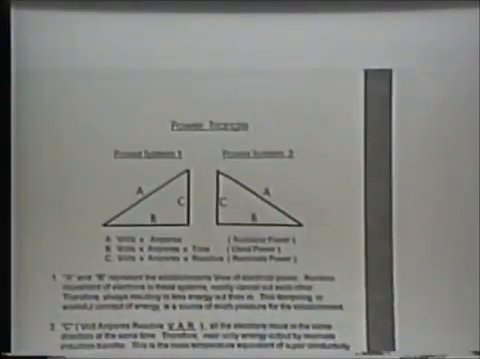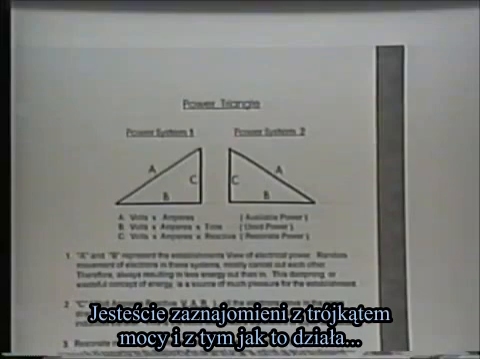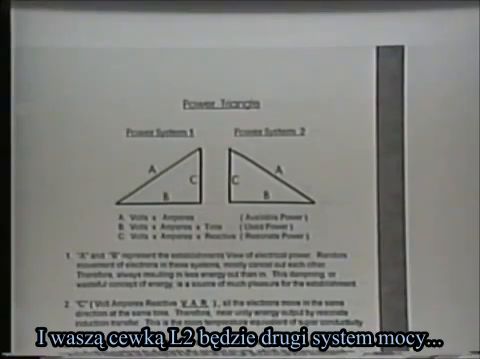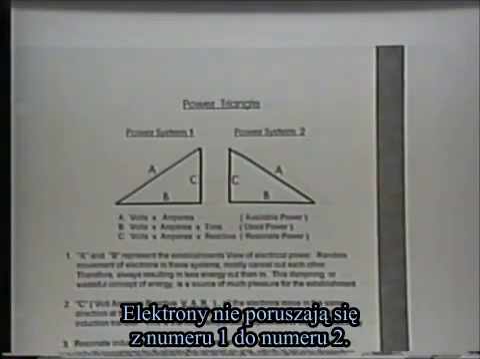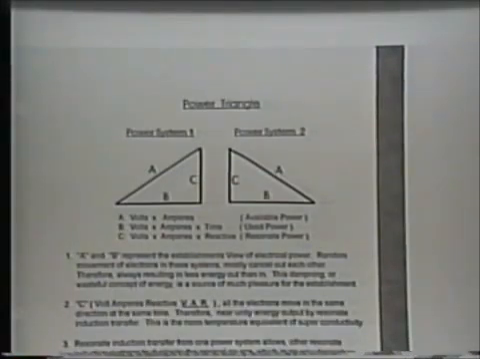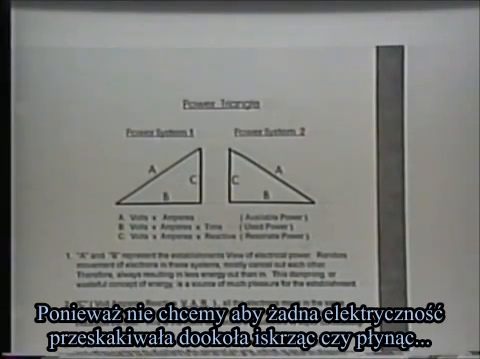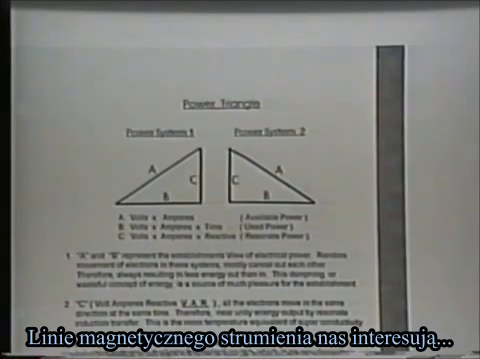Okay, you're familiar with the power triangle and how that works. For example, here, the power triangle system 1 there is your L1 coil, and your L2 coil would be the power system 2. Now, the electrons are not moving from number 1 to number 2. As you noticed a while ago, the L1 coil is covered over with plastic, and that's just fine, because we don't want any of the electricity to be jumping around or sparking or moving. It's the magnetic flux lines that we're interested in.